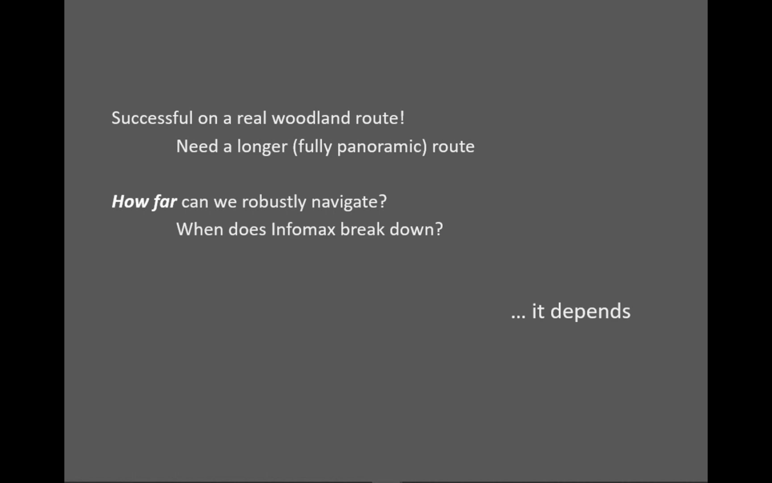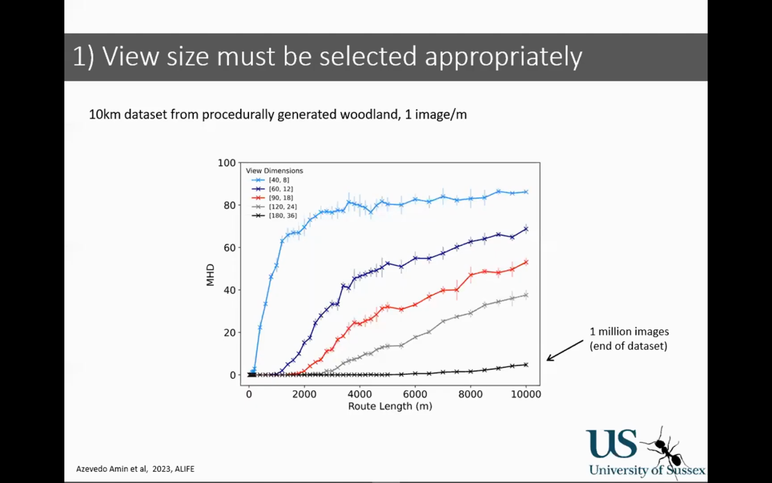We really need to test it on a longer, fully panoramic route until it starts to break down. We want to answer how far can we robustly navigate, and when does Informatics actually break down? And the answer is it depends. So first of all, view size must be selected appropriately. So we acquired a 10-kilometer data set in this procedurally generated simulated woodland at 1 image per meter.